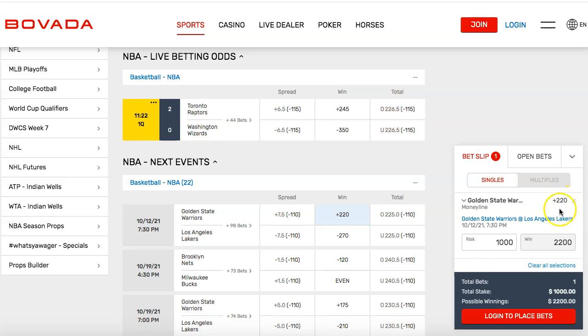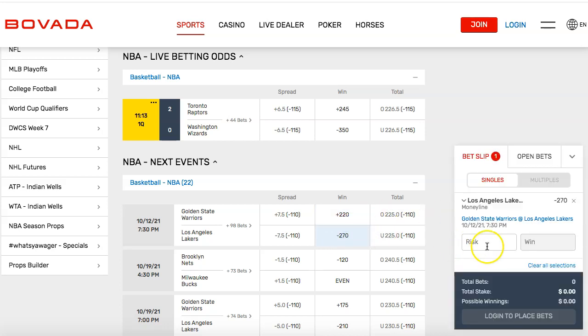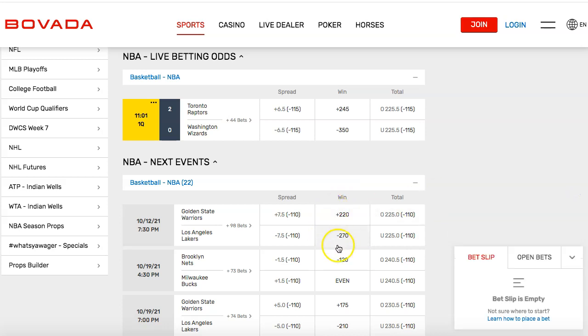But that same 100 where you were going to make 220, if you put it on the Lakers, you're going to make a lot less because of the minus 270, so $37 compared to 220. So we're talking about almost 6 times your money, right? That's because the Warriors are an underdog. Okay, so over here, this is called a money line. You would just pick a winner, and that's how much money you would make.